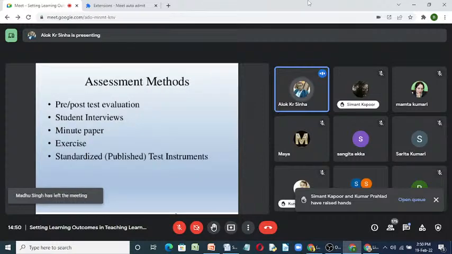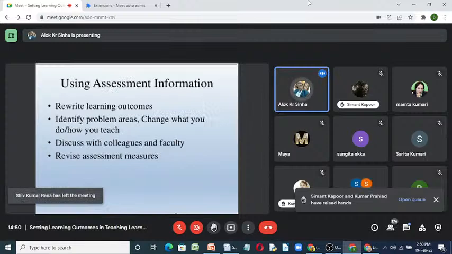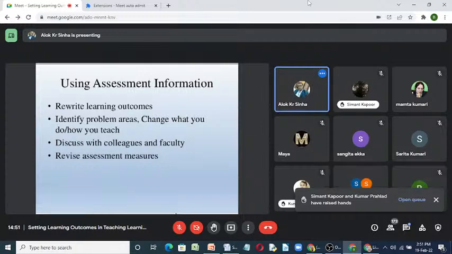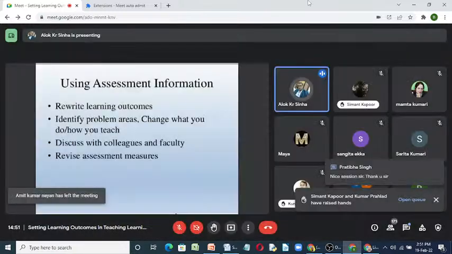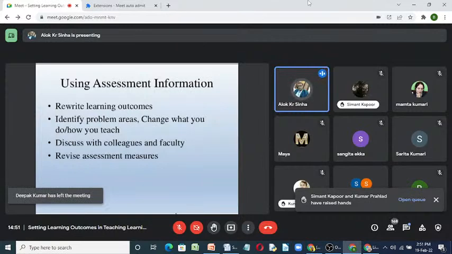Assessment methods, as we all know, include pre-post test evaluation, student interviews, a minute paper, exercises, or standardized published test instruments. Using assessment information, rewrite learning outcomes, identify problem areas, and change what you do and how you teach. So these are the things which can be done using assessments. We can discuss the problem with our colleagues and faculty to improve how we achieve learning outcomes, and revise assessment methods.